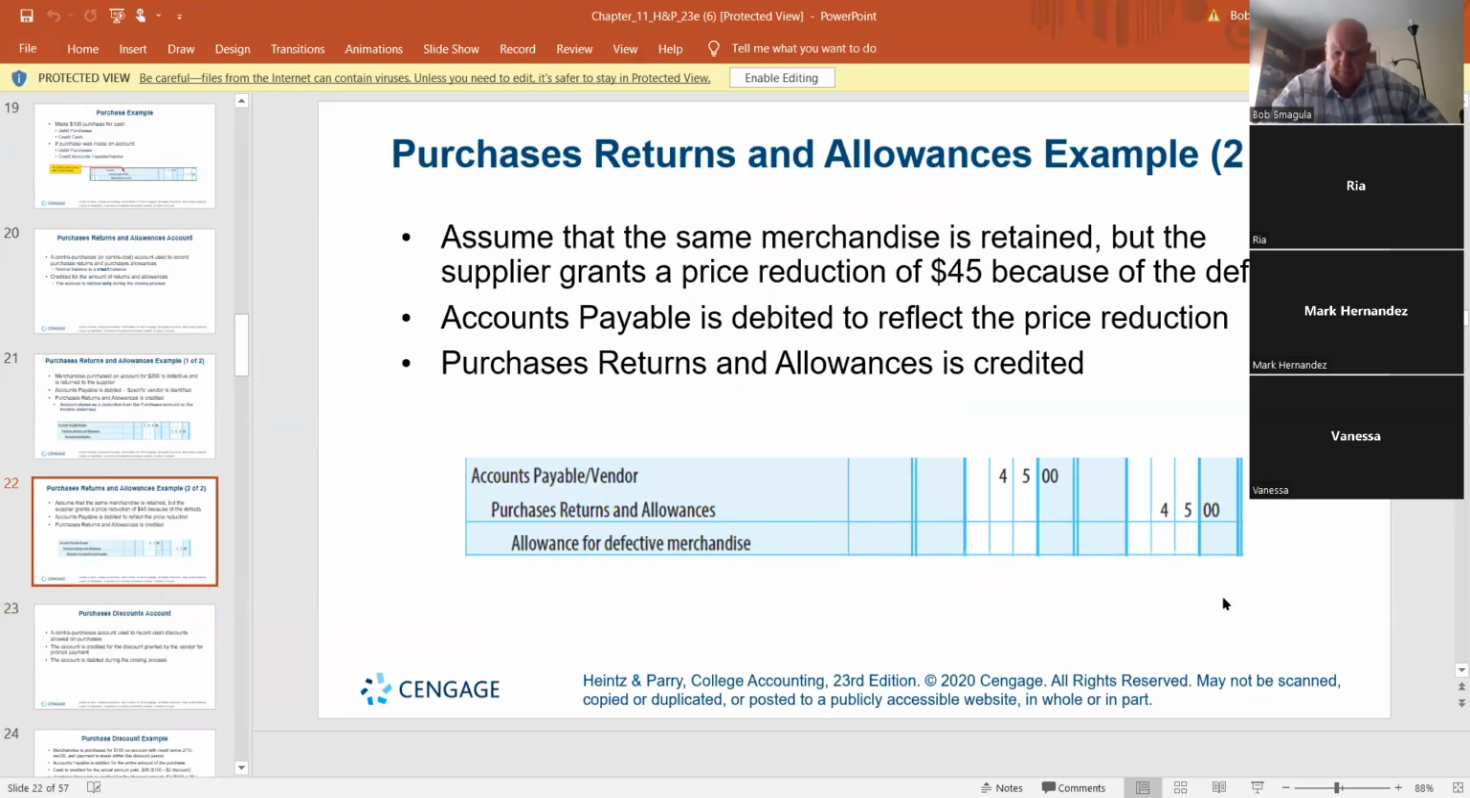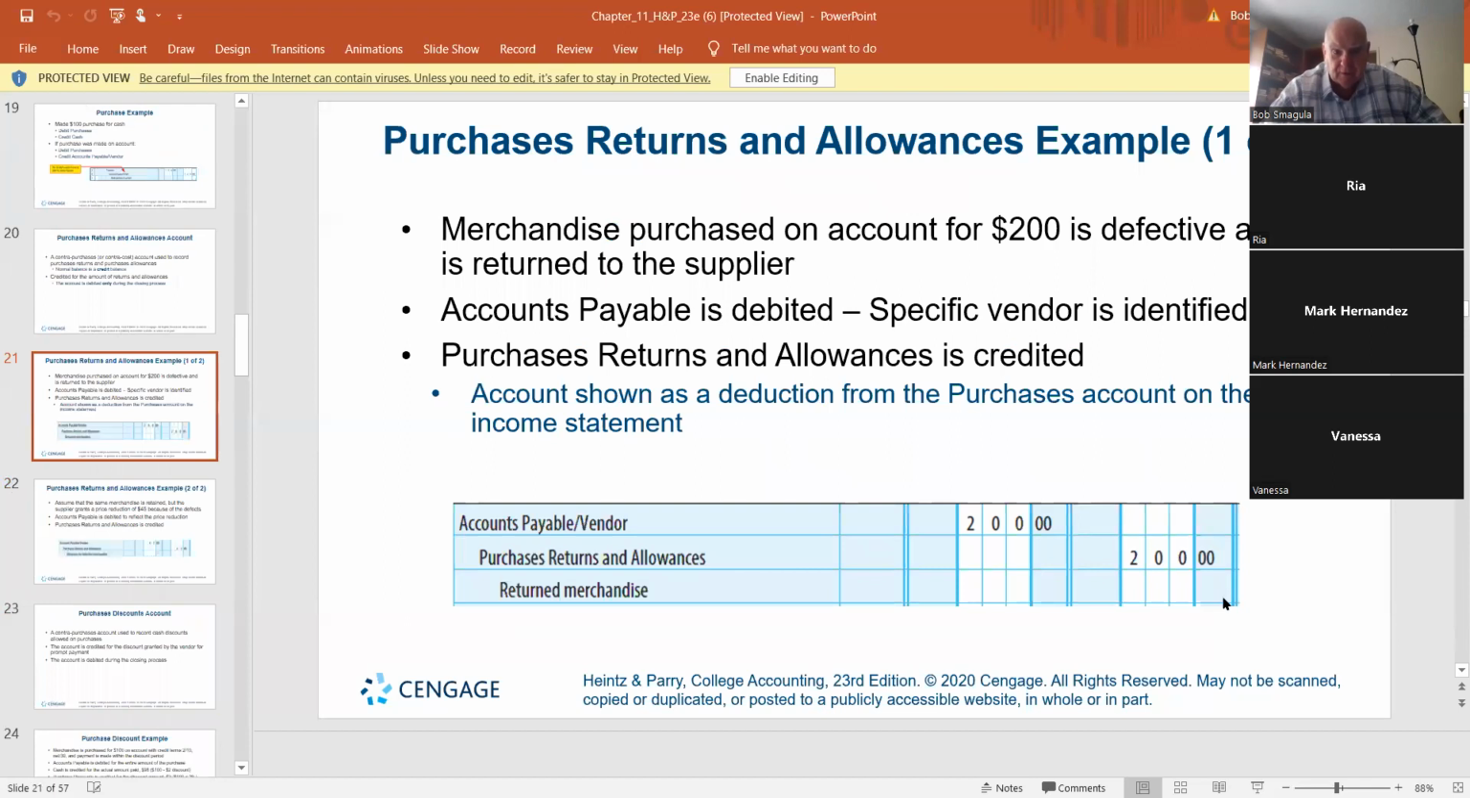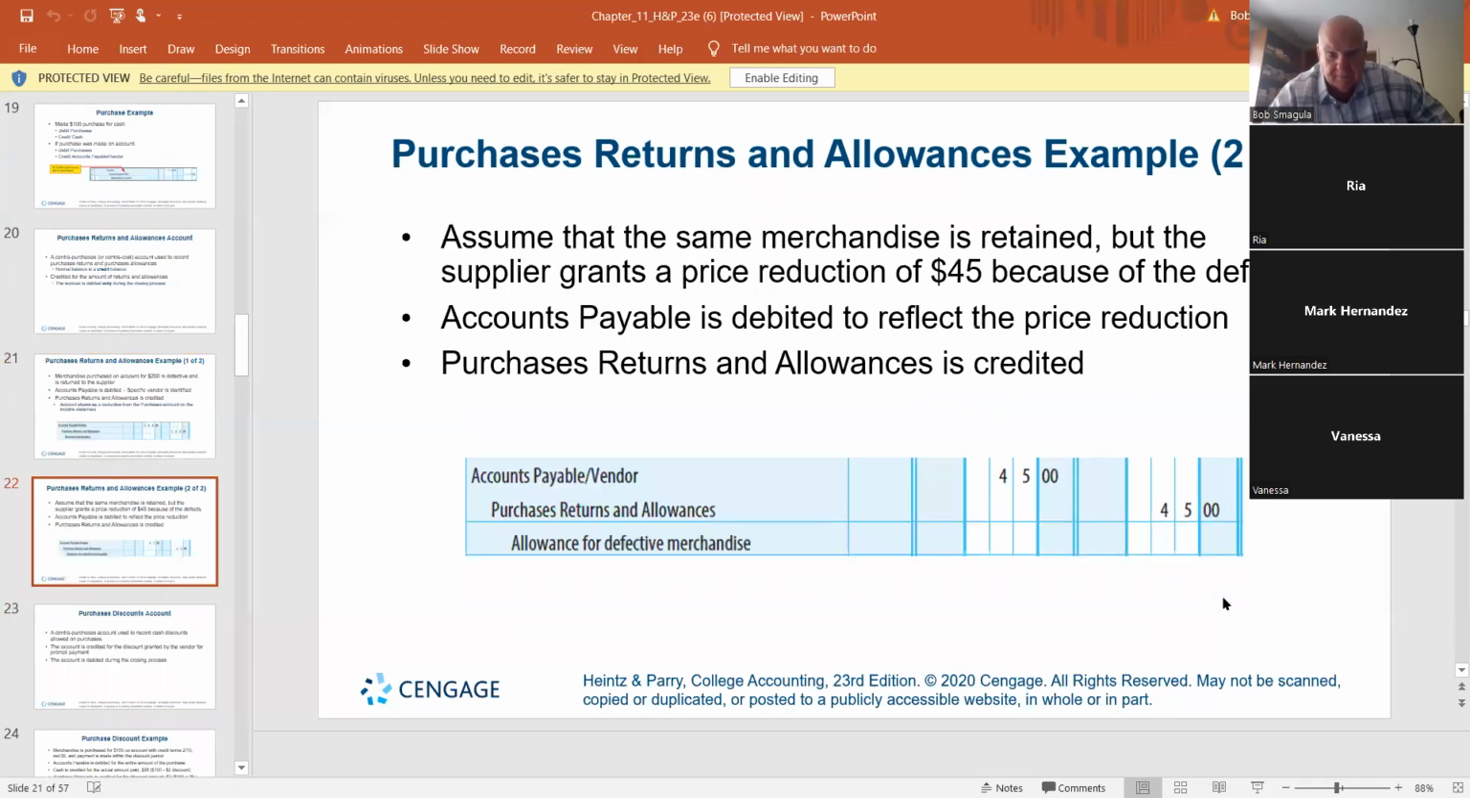And here's an example. Assume that the same merchandise is retained, but the supplier gives us a price reduction of $45. Same thing, we debit accounts payable for the 45. That's $45 we don't have to pay, and we credit purchase returns and allowances.